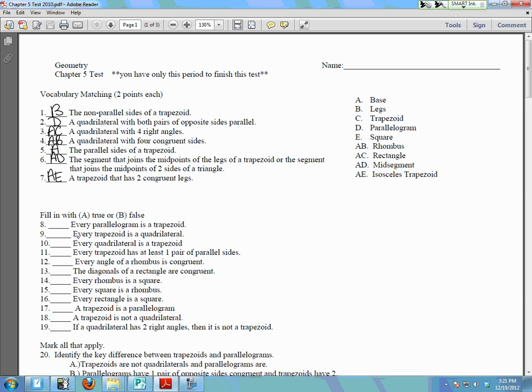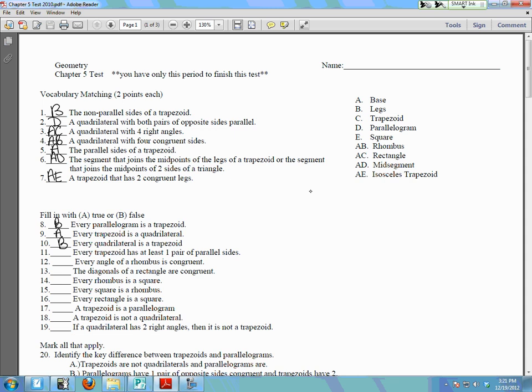True or false here. Every parallelogram is a trapezoid. That is false, which on the Scantron that would have been B. Every trapezoid is a quadrilateral. That is true. Every trapezoid is 4-sided, so that should be A. Every quadrilateral is a trapezoid. That's false. And remember, back up to 8, every parallelogram is a trapezoid. Parallelograms are not trapezoids. Trapezoids are not parallelograms.